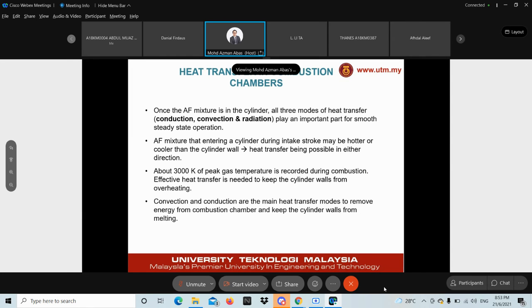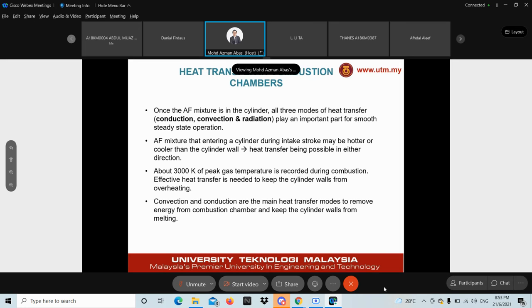Once the air-fuel mixture is in the cylinder, all three modes of heat transfer, conduction, convection, and radiation, play an important part in smooth steady-state operation. The air-fuel mixture that enters the cylinder during the intake stroke may be hotter or cooler than the cylinder wall, with heat transfer possible in either direction. About 3000 Kelvin of peak gas temperature is recorded during combustion. Effective heat transfer is needed to keep the cylinder walls from overheating.